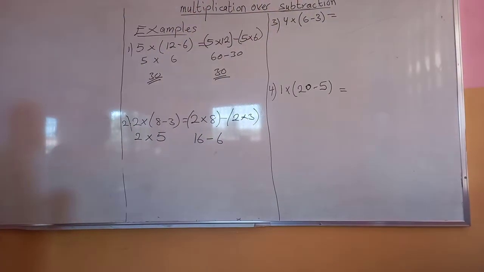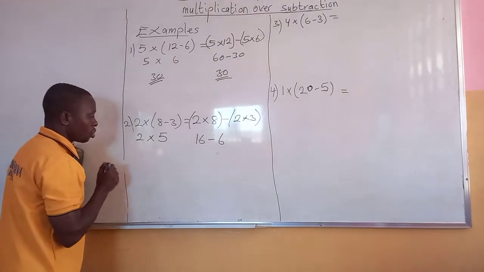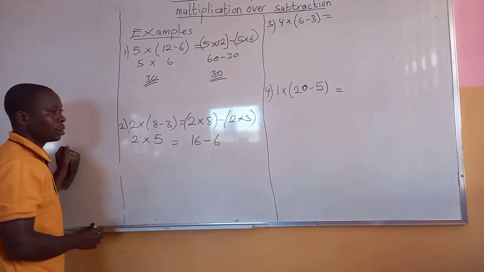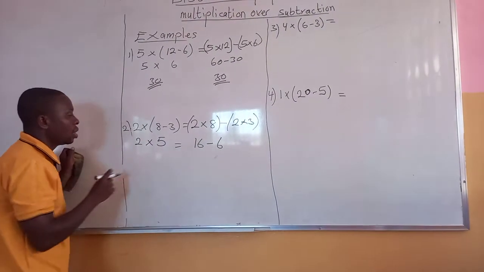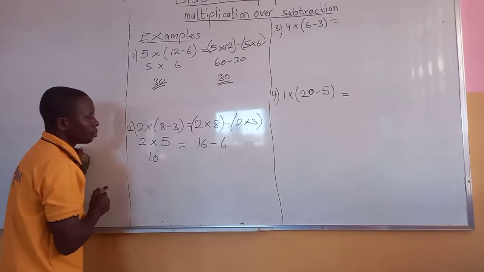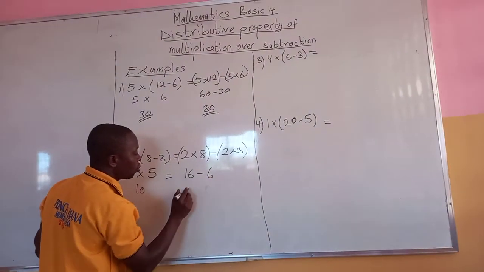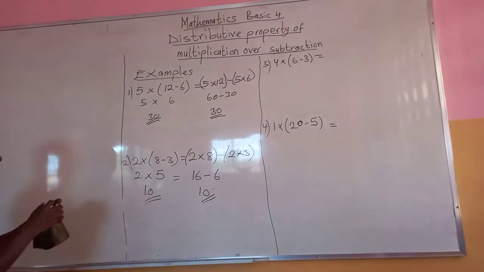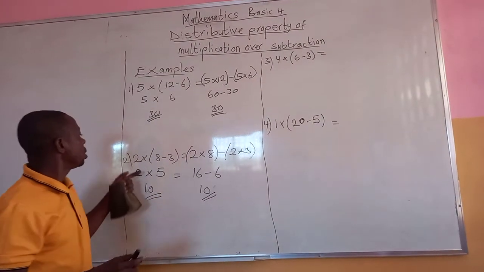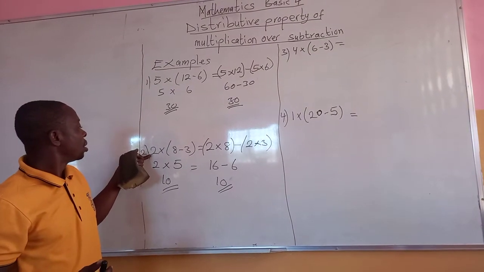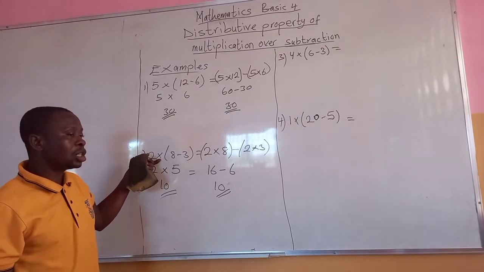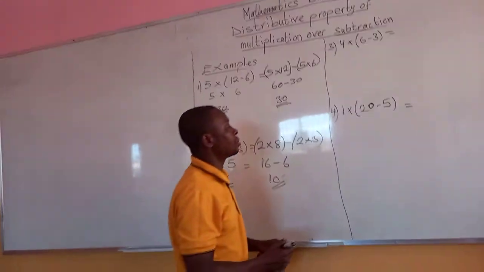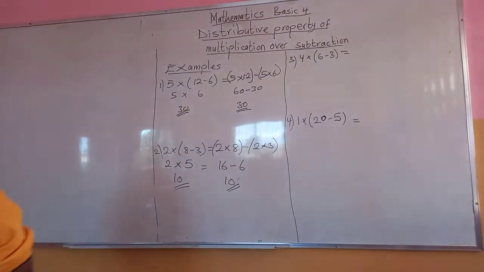Now let's see if we get the same answer. Now 2 times 5 will be 10. Then 16 minus 6 will also be 10. Okay, so we can see that the operation is correct. So multiplication is distributive over subtraction. Very good. We are continuing.